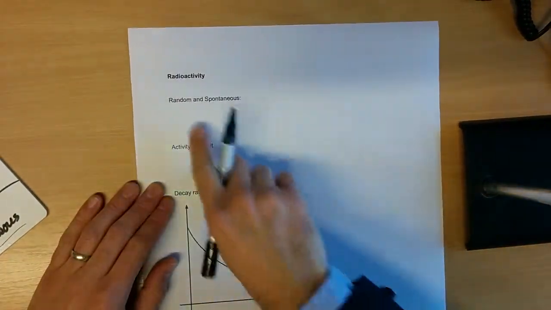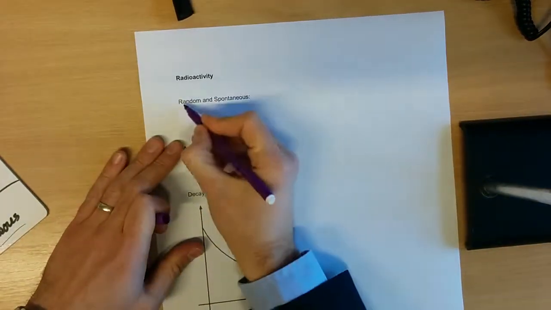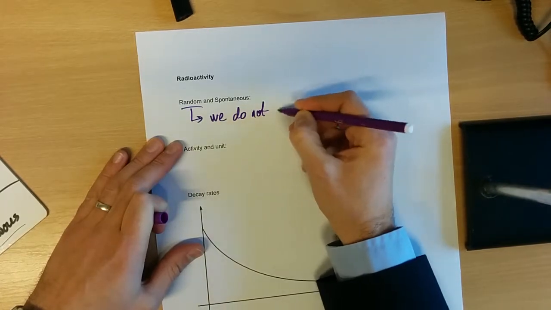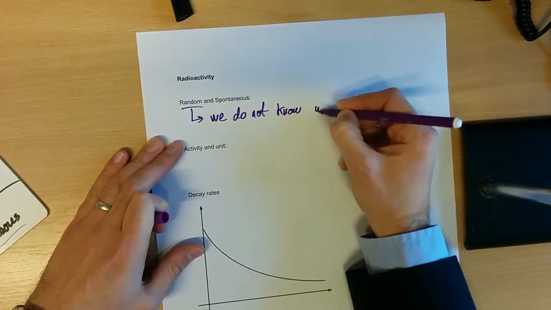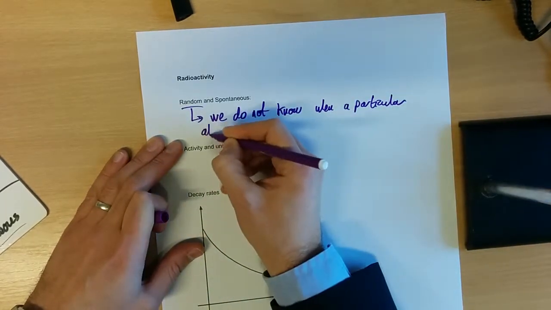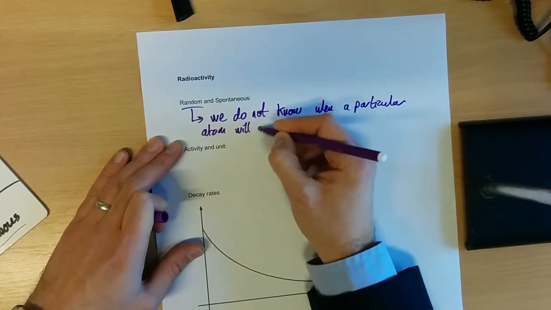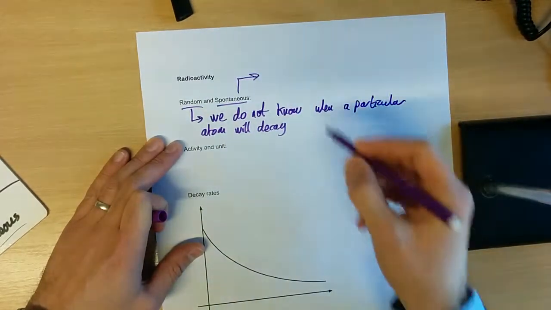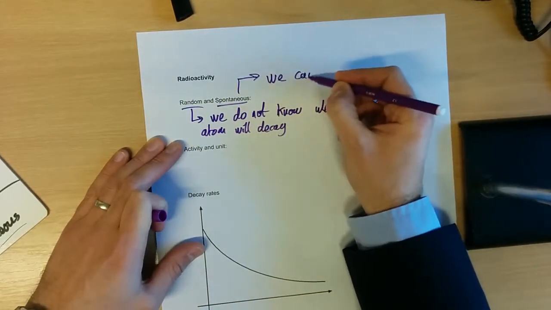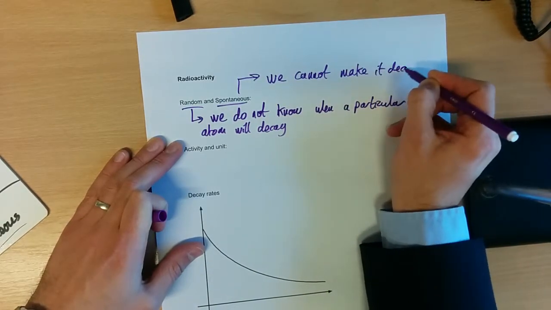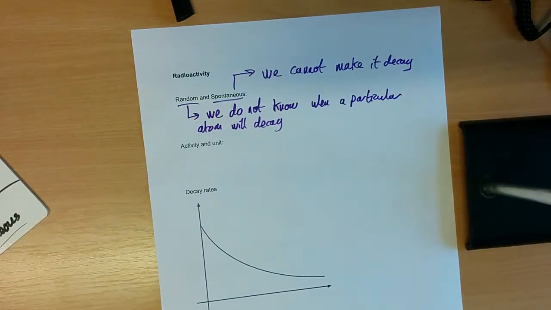So we're looking at radioactivity being random. Random means we do not know when a particular atom will decay. And the word spontaneous means we cannot make it decay. We cannot make it decay.